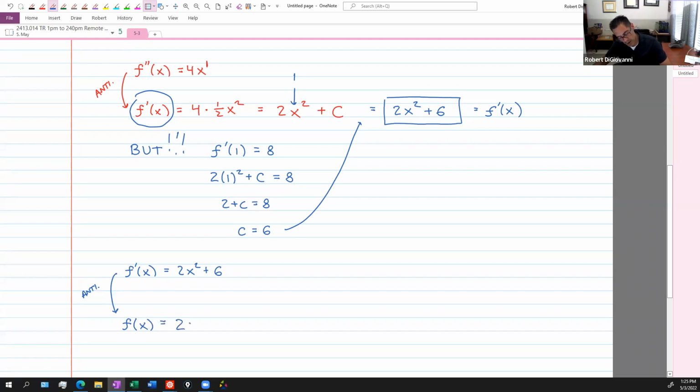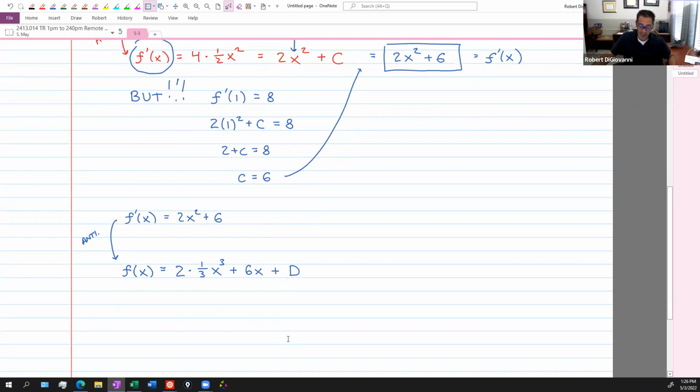Now the 2 comes for the ride. The antiderivative of x squared would be 1/3 x cubed, plus the antiderivative of 6, which would just be 6x, and then plus a constant. I'm not going to use c again, I'm going to use capital D, so we don't confuse this c with a different c in the same problem. Is that all right with you? We're not going to get two different values for c within the same problem.